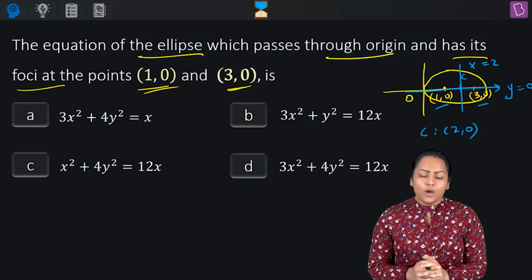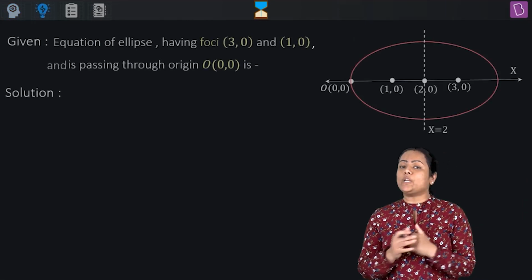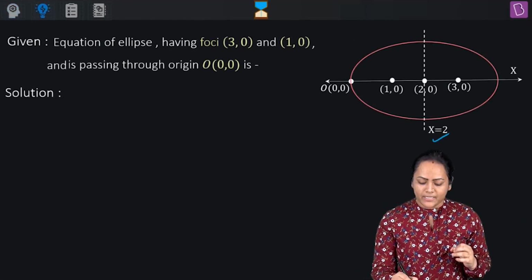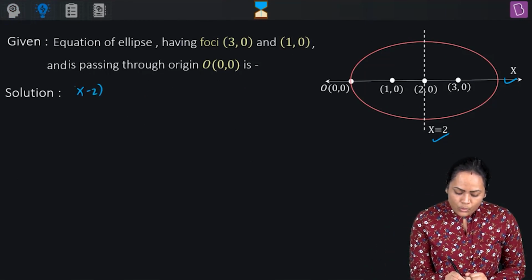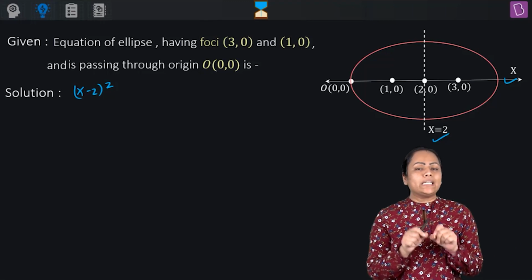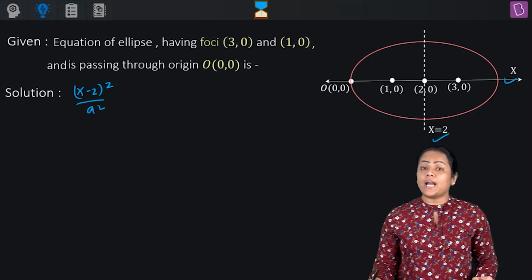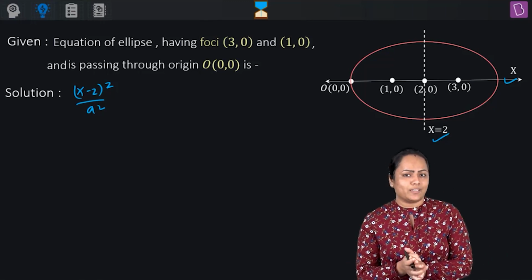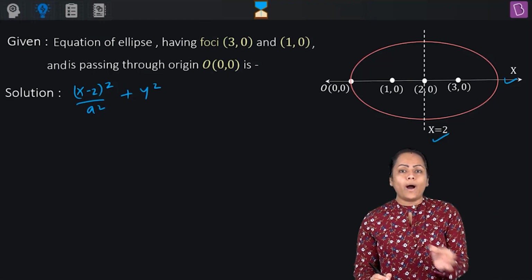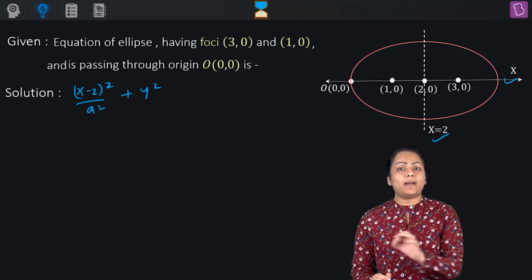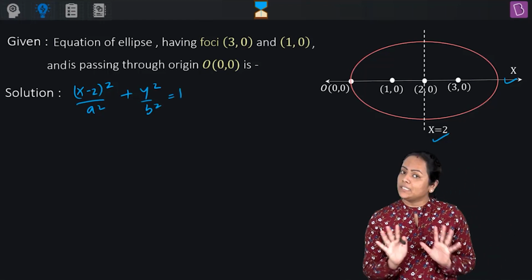Very well. Now, we'll proceed to find the equation of the ellipse. We can always write the equation of the ellipse, if the major axis and minor axis are given to us, as (x minus 2) whole square. Since I'm writing here the minor axis, in the denominator I have to write the semi-major axis square, the length of the semi-major axis square, a square. Plus, I'll have y square, that is y is equal to 0 is basically my major axis, divided by b square is equal to 1. Clear?